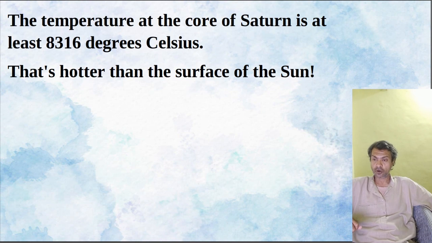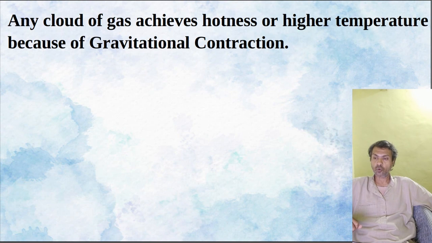Another gas giant of the solar system is Saturn. Saturn's interior is hot. At the core, the temperature is at least 8316 degrees Celsius. That's hotter than the surface of the Sun. Jupiter is mainly made of hydrogen and helium. It is not a star, but it is hot. It is not hot enough to ignite nuclear fusion because it doesn't have enough mass. The cloud that made our sun had enough mass to initiate nuclear fusion, and hence the core of the sun achieved a much higher temperature than Jupiter could at its core.